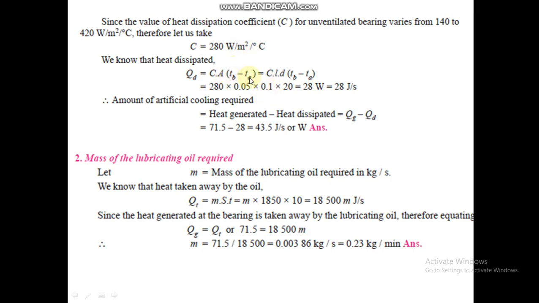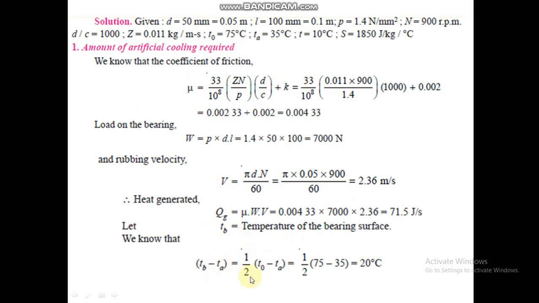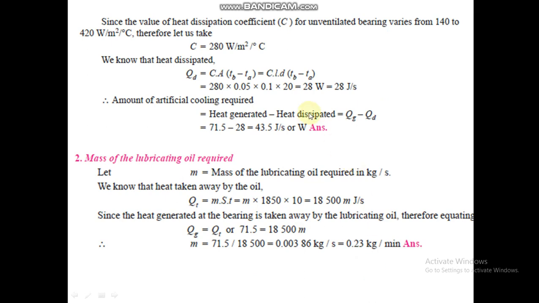Tb minus Ta we can find from half of To minus Ta. This is the relation between the two temperatures. Tb minus Ta is half of To minus Ta. Put the value of To and Ta, you will get the value of Tb minus Ta. And you will put the value in this relation to find the heat dissipated, and it is 28 joule per second. So amount of cooling required will be heat generated minus heat dissipated, and it is 43.5.